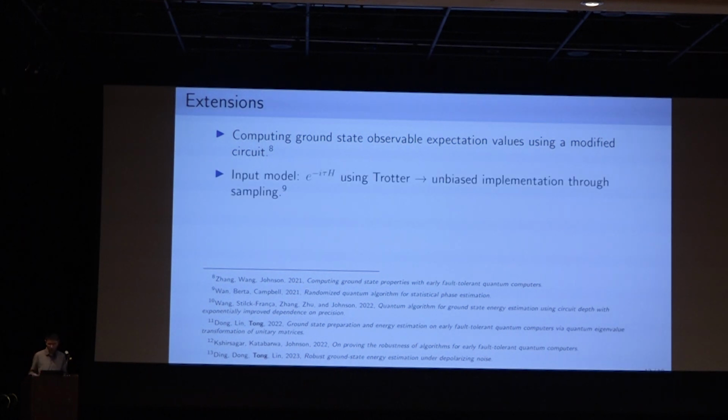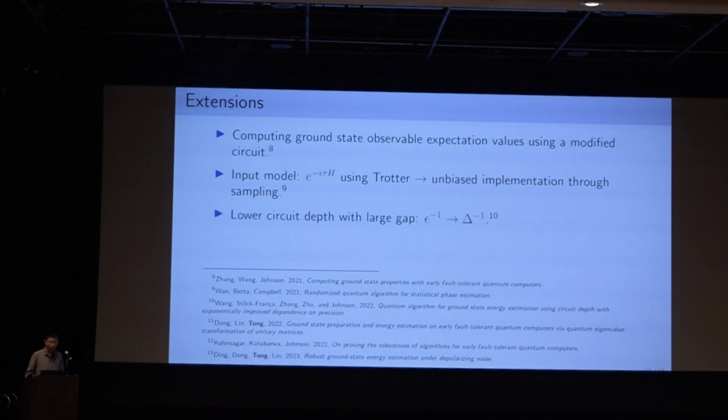When proposing this algorithm, we were thinking of implementing the time evolution operator using Schrödinger, but you can implement it in some other ways, such as by sampling the Pauli terms in a Hamiltonian. That leads to an unbiased implementation of the algorithm, so your error can be arbitrarily reduced as you increase the number of samples. So there's no systematic error in it. This was in this 2021 paper by Wan, Berta, and Campbell.